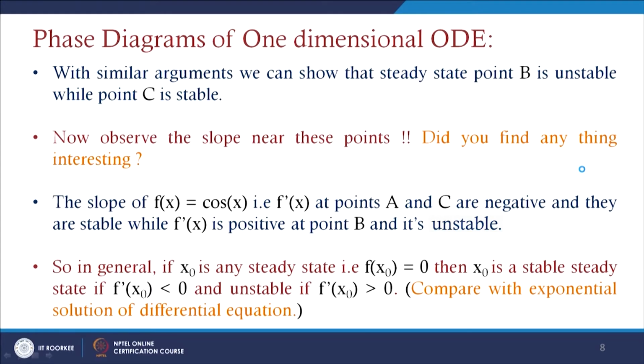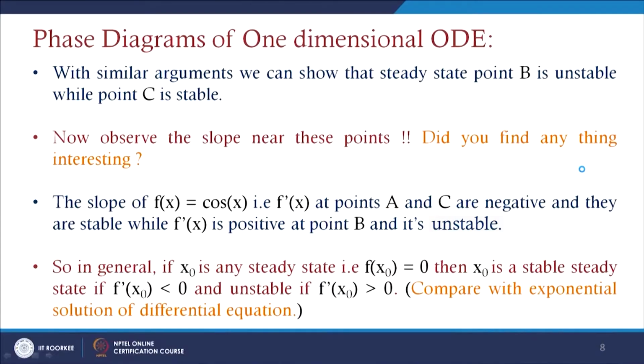Hence, when the point is in a steady state, we can say that when the slopes are positive, then the points are unstable, and if the slopes are negative, then the point represents the stable state. We have written it here in a complete sense: the slope of f of x, f dash x, at points A and C is negative and they are stable, while f dash x is positive at point B, and it is unstable.